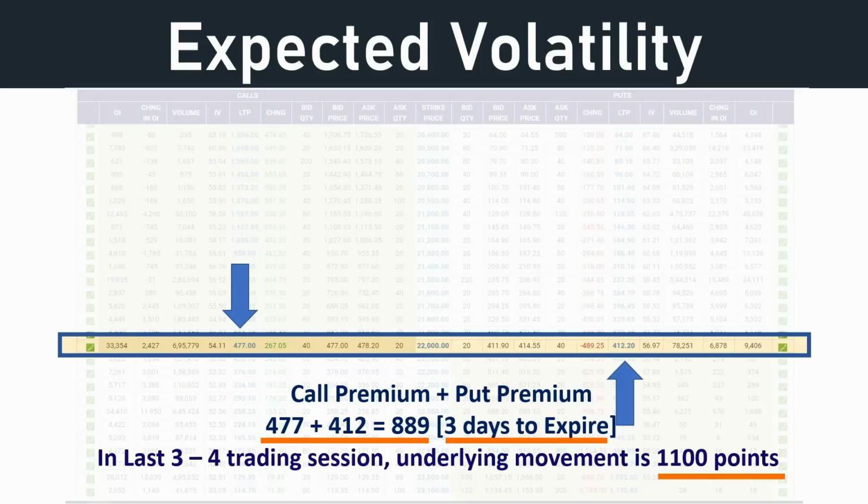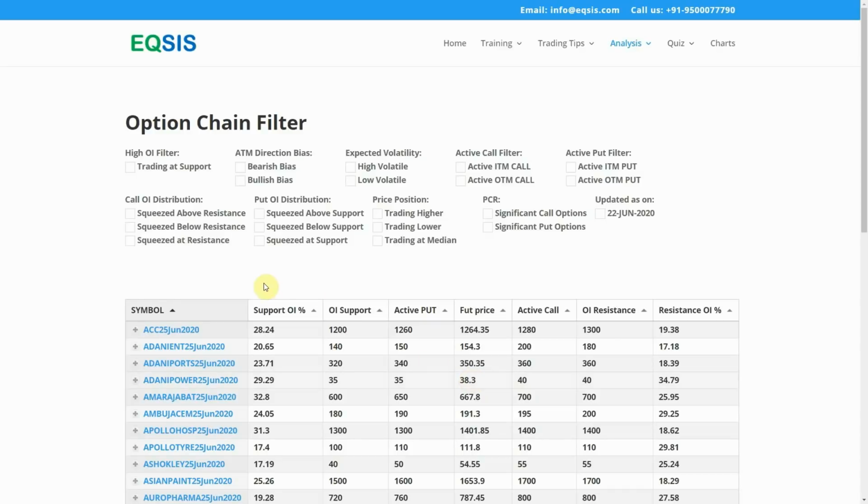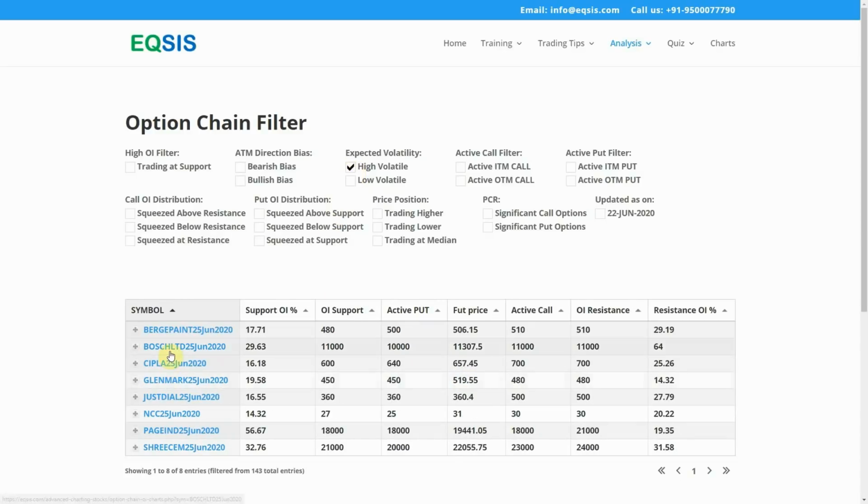So I'm not talking about implied volatility. I'm talking about expected volatility based on historical movement along with the current premium. This is something very interesting. I hope you got a rough idea. In this case, the expected volatility is low. Like this, you can pick up stocks with respect to the filter. If you pick up something called high volatility, you get a list of companies.